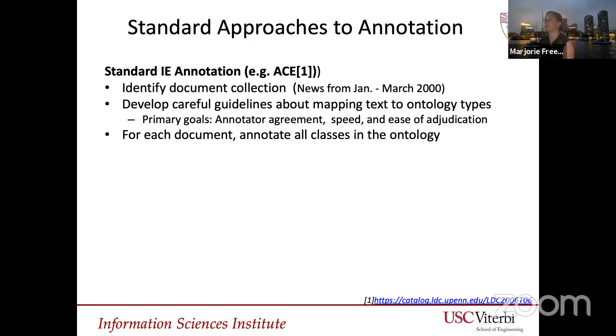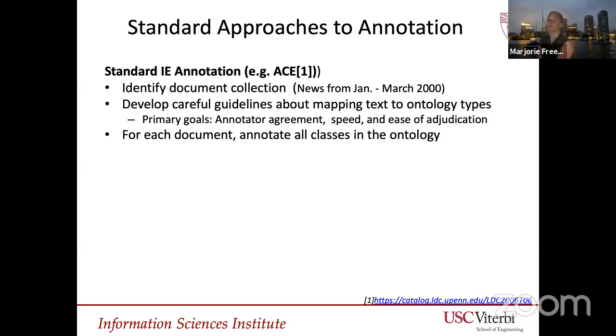So, standard approaches to information extraction annotation. I think the canonical information extraction data set is this data called ACE 2005. It was released by the Linguistic Data Consortium. And what they did there is identify a document collection. So it's about 600 documents, and develop very careful guidelines that map text to the ontology classes or types, those relations and entities and events that you're interested in.